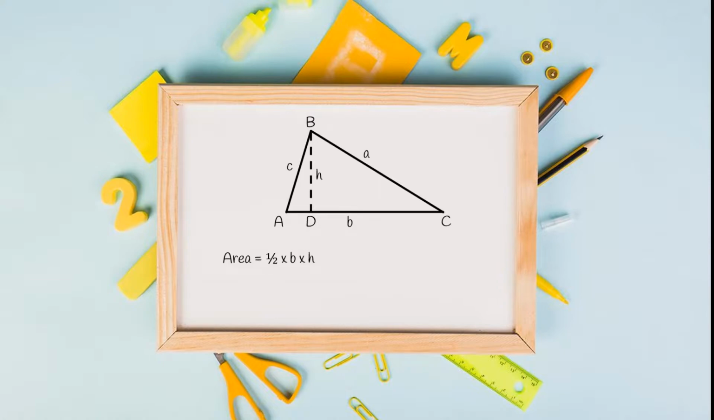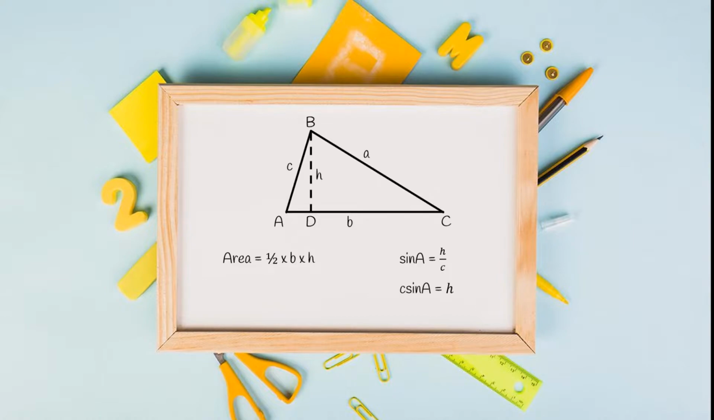But we also know if we focus on the triangle ADB, we can use trigonometry. Sine A is H over C, because it's opposite over hypotenuse. If you look at angle BAD, or just call it angle A, the angle where the capital A is, the opposite to that is H and the hypotenuse is C. Rearranging by multiplying both sides by C, we get that C sine A equals H.